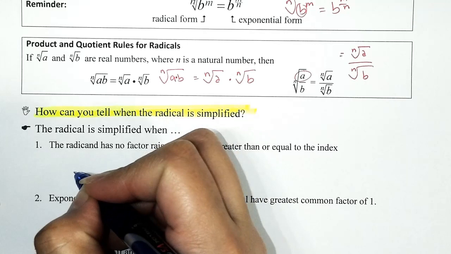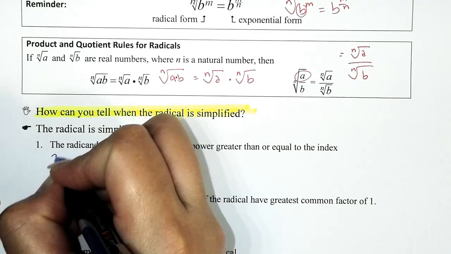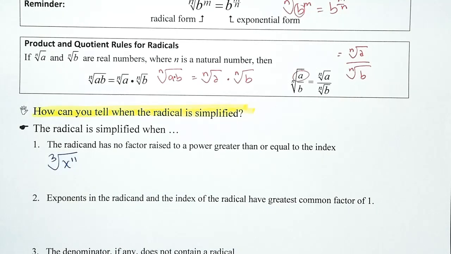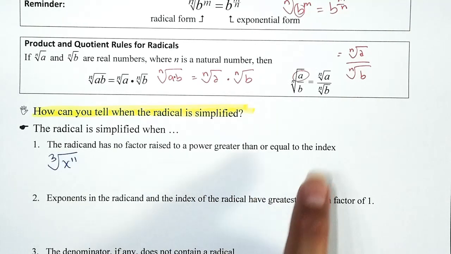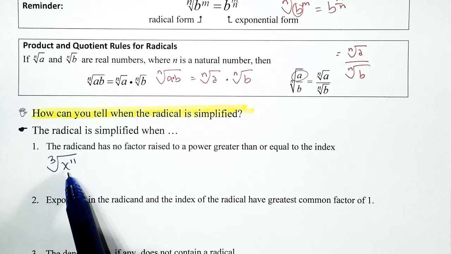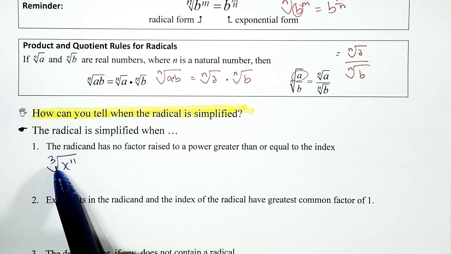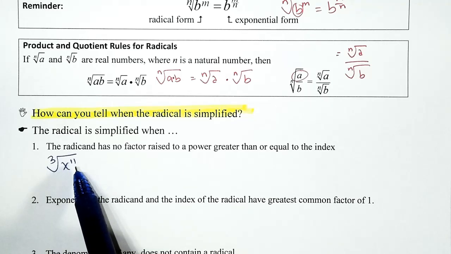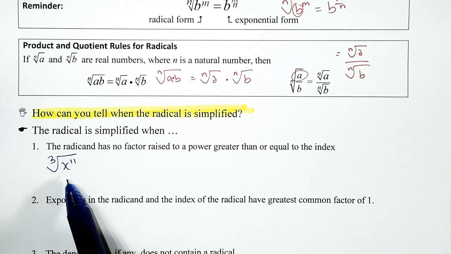So we have cube root of x to the 11th. So how can I tell if my radical is simplified? Well, check it out. If we have exponents inside, we have to make sure that the exponent is less than the index. Okay, if it equals the index or higher, that means we can tone it down. So let's go ahead and simplify it, because we're overachievers.